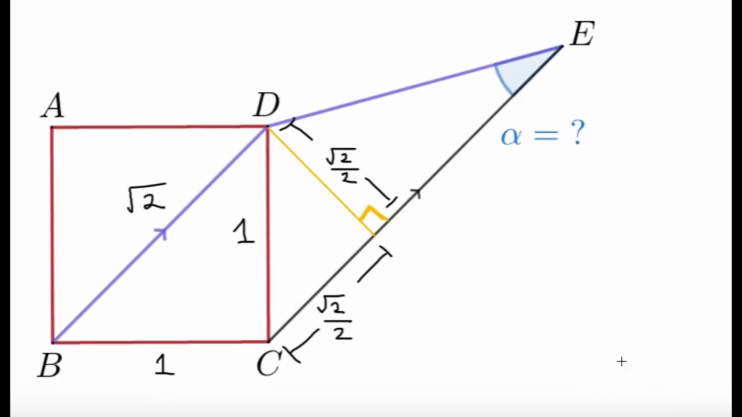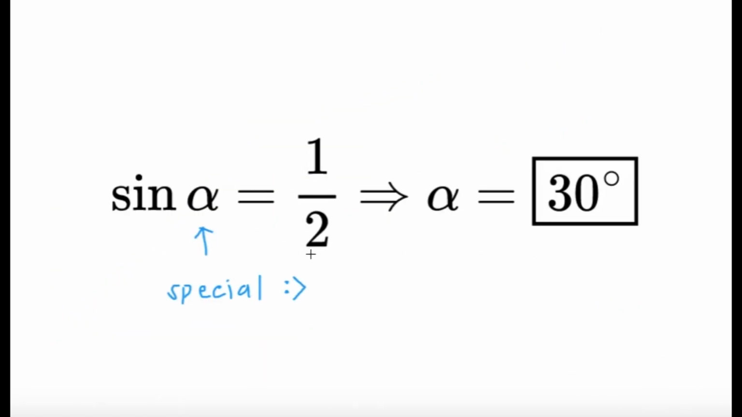We have a special angle for that. Sine alpha equals 1/2, it's a special angle. Alpha here must equal 30 degrees. And this will be our final answer.